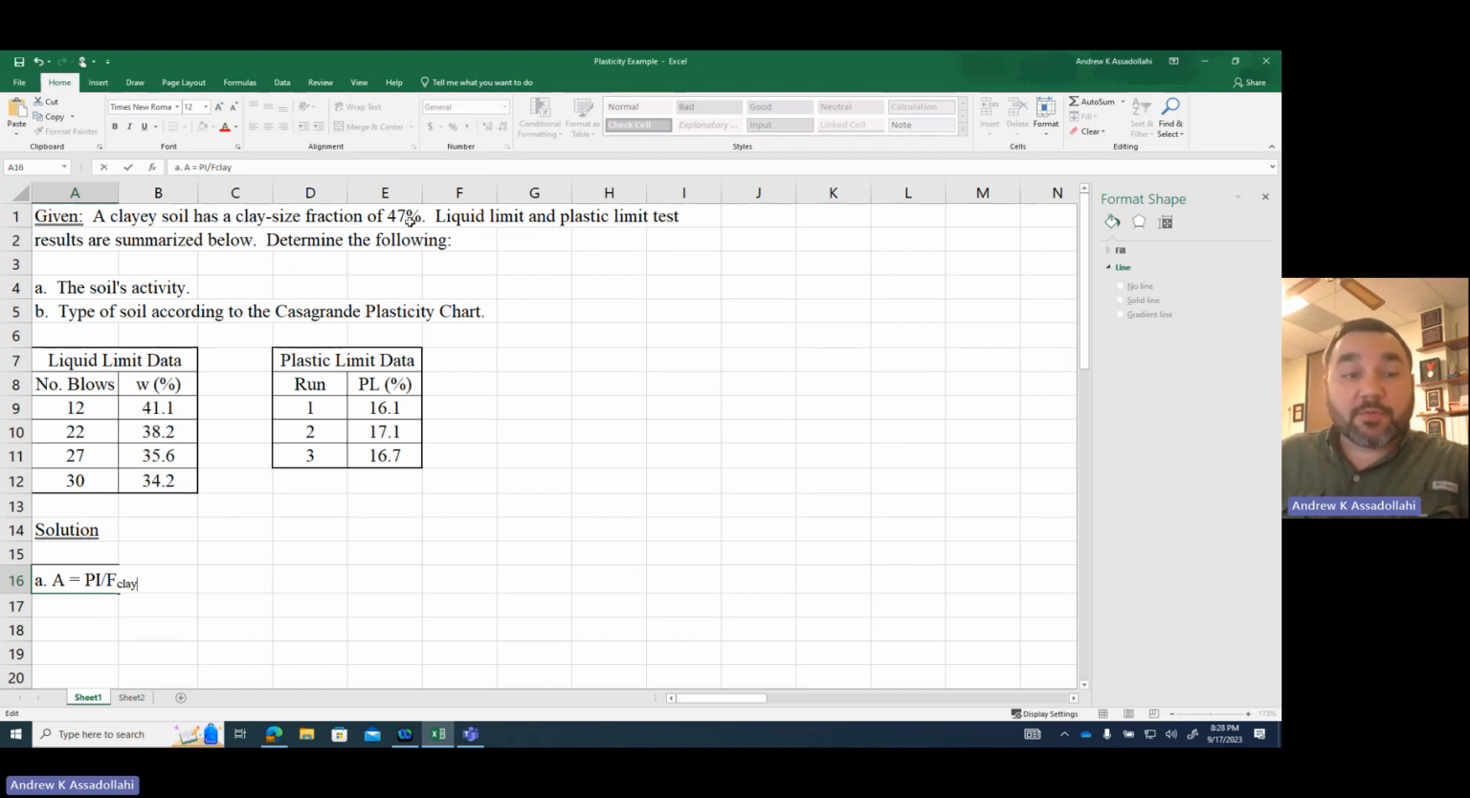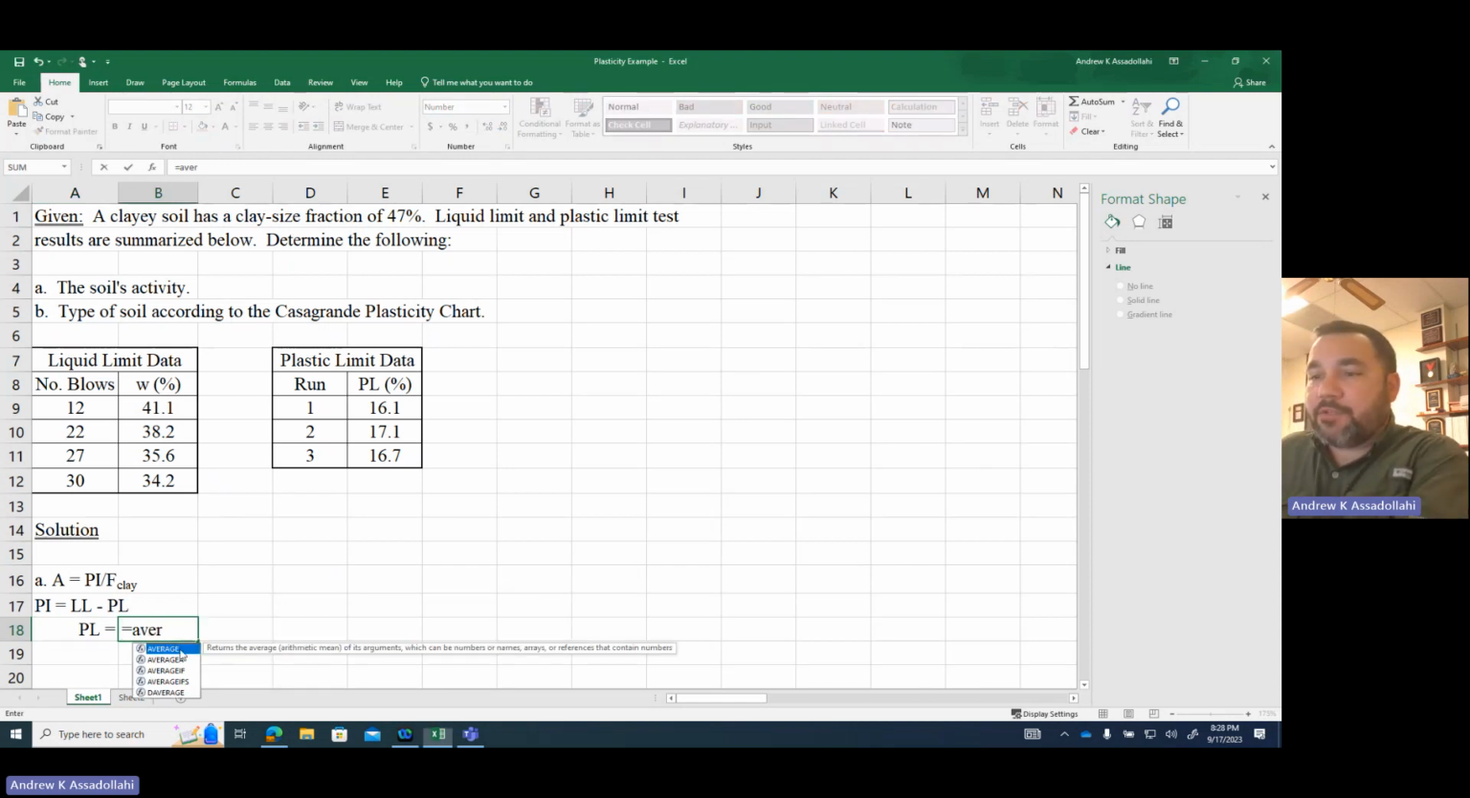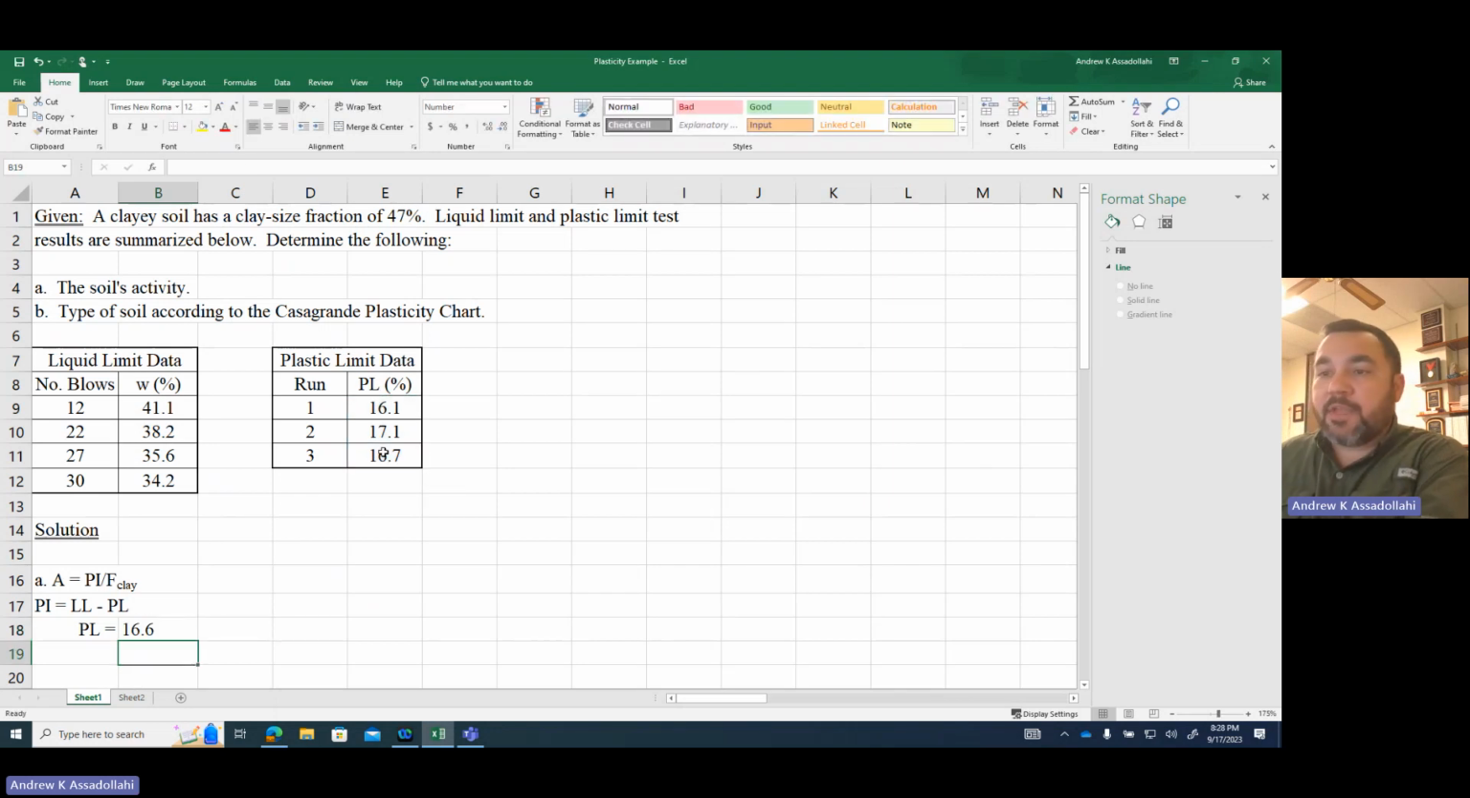Absolutely. That's the 47% that was given to us, right? What about the plasticity index? Do we have that? Not directly, but we have the information we need to get it. We know that the plasticity index is equal to liquid limit minus plastic limit, okay? Now let's get the plastic limit first because that one's pretty straightforward. We're just going to say the plastic limit is the average of these 3 plastic limit runs, okay? So there's our PL.